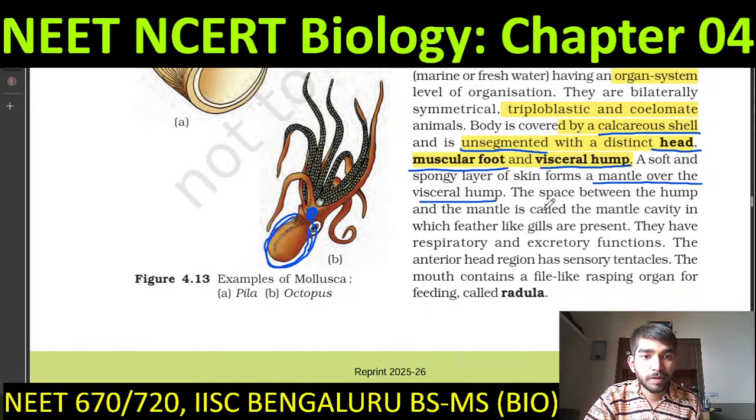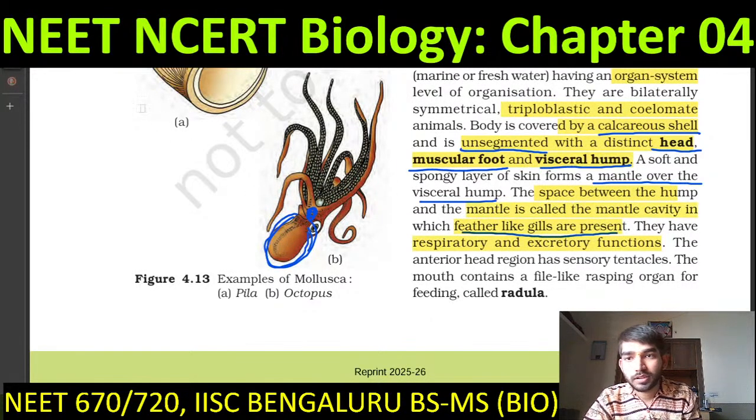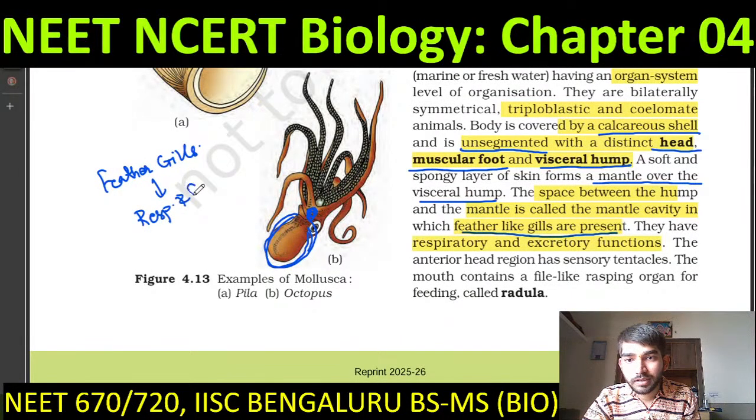The space between the hump and the mantle is called the mantle cavity, in which feather-like gills are present. For breathing, these feather-like gills are present. They have respiratory and excretory functions, so they can do both. The feather gills in the mollusk, this is important to remember. Feather-like gills have a respiratory and excretory role in Mollusca.